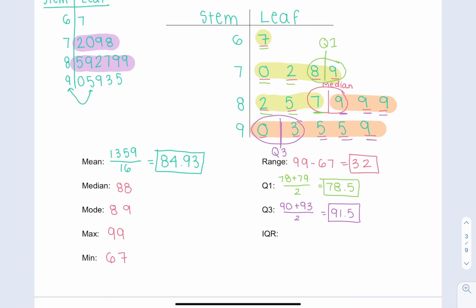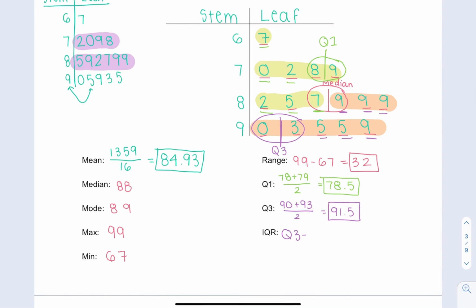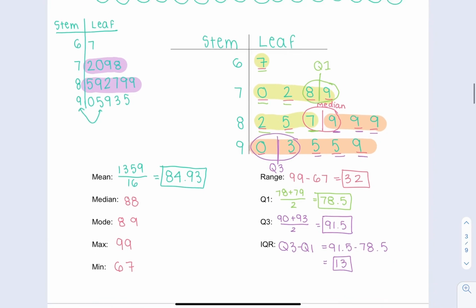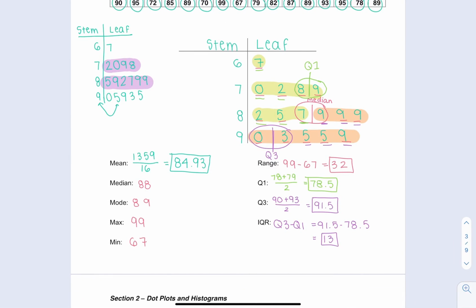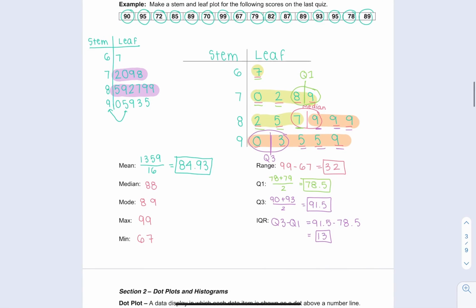91.5. So my IQR is Q3 minus Q1, which is 91.5 minus 78.5, which gives me 13. So that means the middle half of the data between Q1 and Q3 are only 13 points away. So on this quiz, the scores were pretty close. And so that's what we're going to find out later about what more we can tell about IQR.